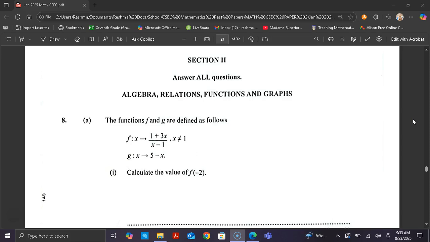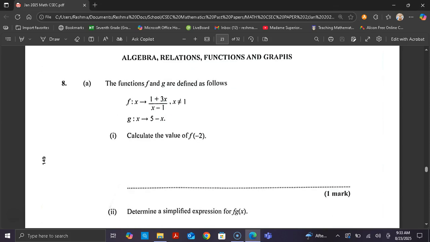So part A says the functions f and g are defined as follows. f of x is (1 plus 3x) over (x minus 1), where x is not equal to 1, and g of x is equal to 5 minus x. So part 1, for 1 mark, we have to calculate the value of f of negative 2. So in functions, when we have to calculate f of a value, that value in brackets, we just have to substitute that value as x into the function.